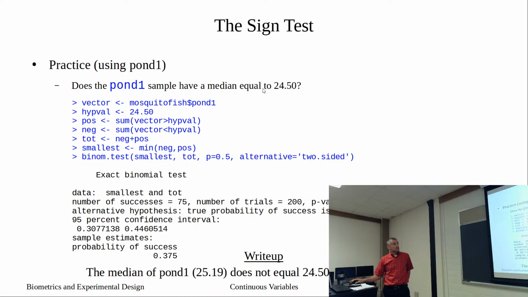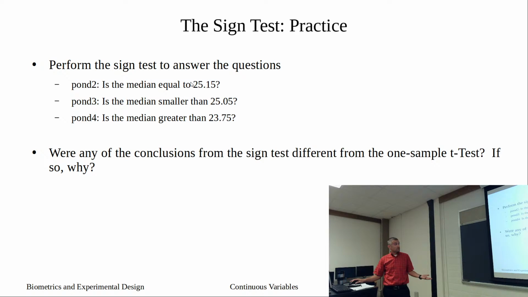So for pond 1, does our median equal 24.5? Run the sign test. For pond 2, is the median equal to 25.15? Pond 3, is the median smaller than 25.05? And pond 4, is the median greater than 23.75? All right. And this can work because, again, if we were normally distributed, and we are with these, then our mean and our medians should be equal, or be pretty close. So go ahead, use your sign test, test against these values, obtain your p-value, and do a quick write-up for our sign test.